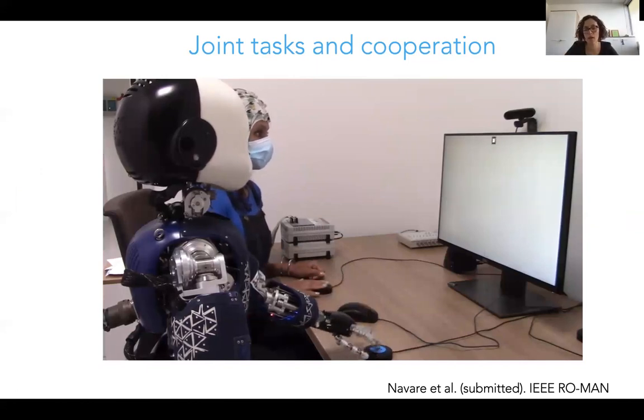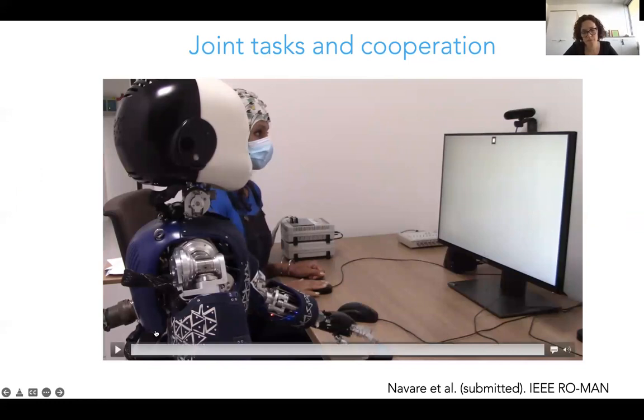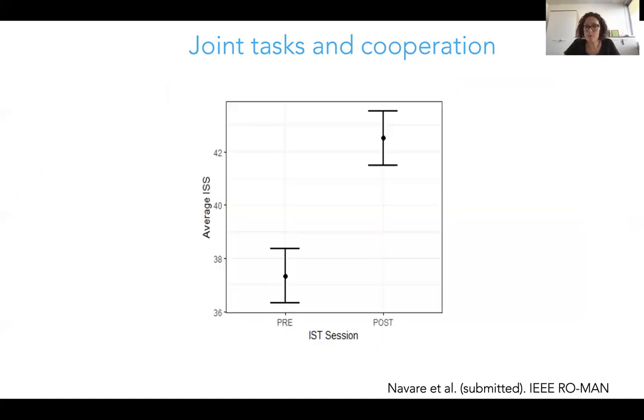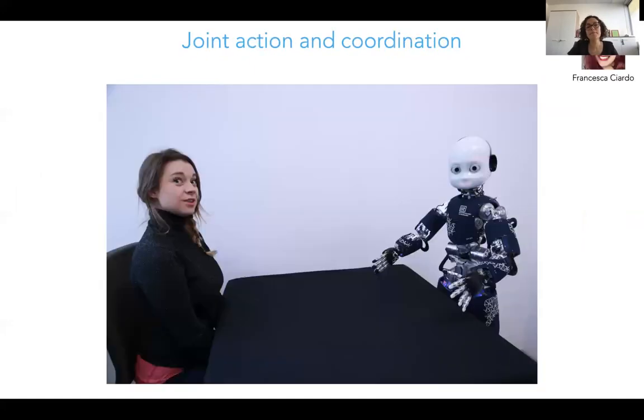This was also a sense of agency experiment. I don't know if I'll have time to talk about that part. But what we observed here is also an increase of our intentional stance score after the interaction. Now, I showed you that it's possible to increase the intentional stance score. The question is whether we can also decrease it by very mechanical robot behavior.